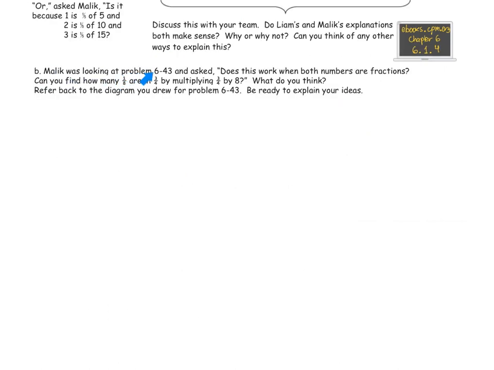Malik was looking at problem 6-43 and asked, does this work when both numbers are fractions? Can you find how many 1/8 are in 3/4 by multiplying 3/4 by 8? What do you think? Refer back to the diagram you drew for problem 6-43. Be ready to explain your ideas.